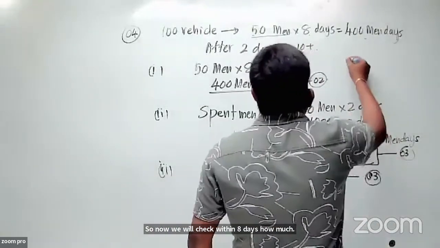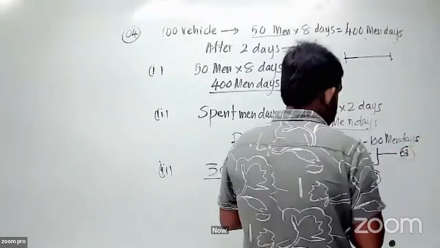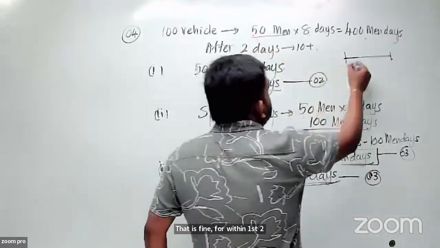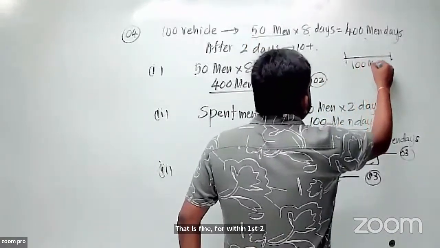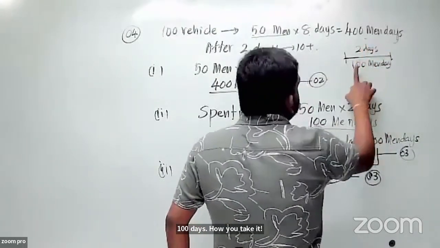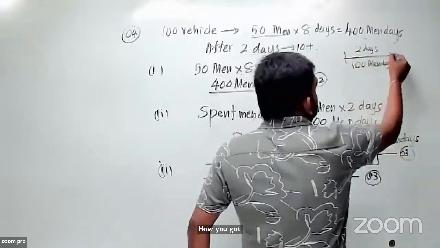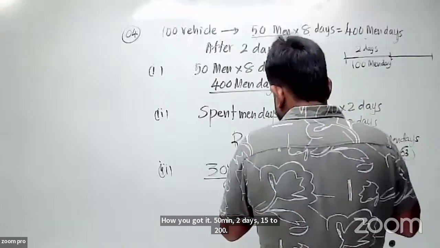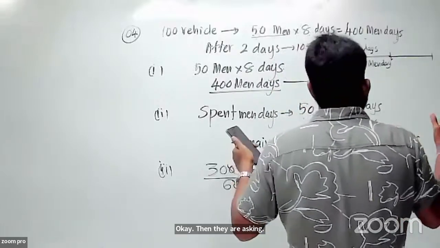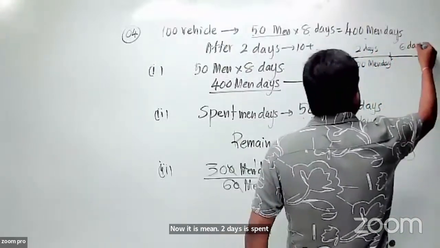So now check within the first 2 days. For the first 2 days, how many man days are required? 100 man days. How did you get it? 50 men, 2 days, that is 100. Then they are asking for the total number of vehicles that can be assembled within 8 days. Now 8 days means 2 days are spent, so we have 6 days.